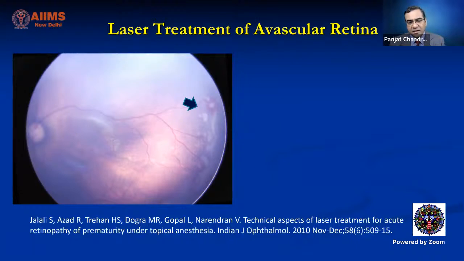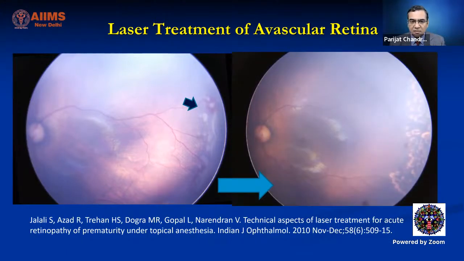The idea basically is to treat the avascular retina, which is anterior to the ridge, because that is what is causing the ischemic stimulus. Laser will cause scarring and reduce that oxygen demand and reduce the VEGF, and that will eventually lead to regression of the ridge. So let's see this case. On the left photo, you can see a stage 2 to 3 anterior patch, and if you laser it, on the right photo you see the laser marks, and this whole ridge and all those new vessel patches have gone away.